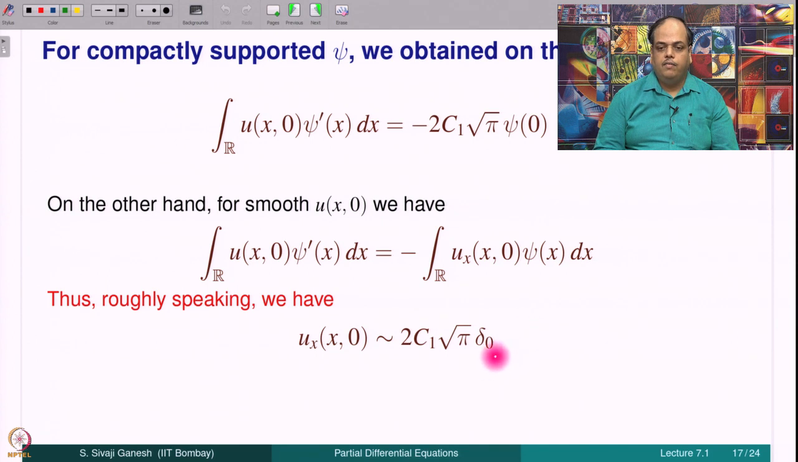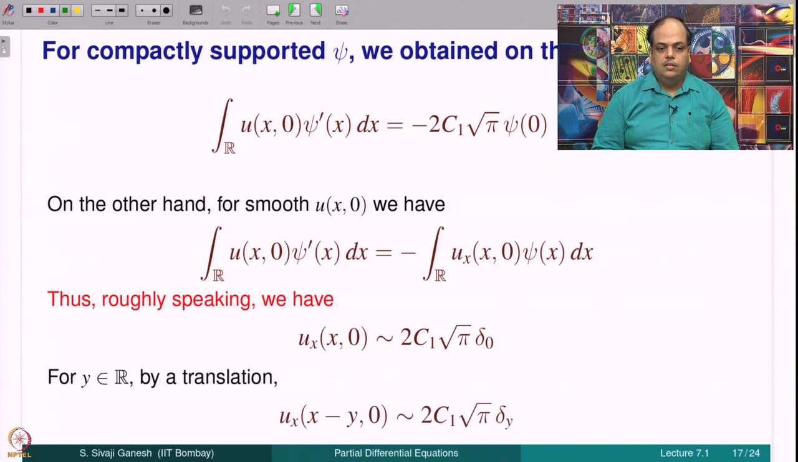The Dirac delta, loosely speaking, when you integrate it against some function, will give you the value of the function at the point 0. That is why you have psi of 0. By translation, we can make this happen at any y. So, u x of x minus y, 0 will be delta y instead of delta 0.